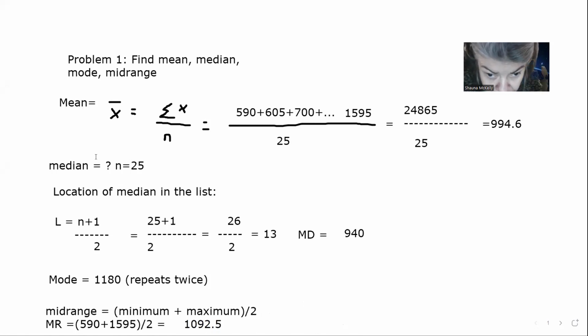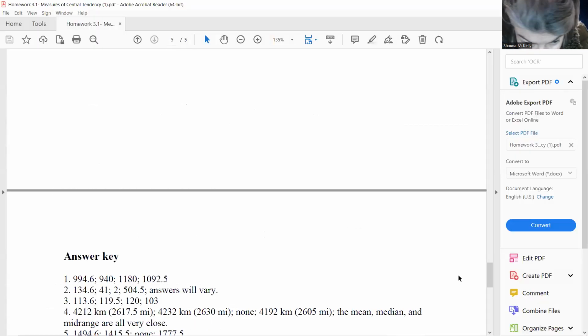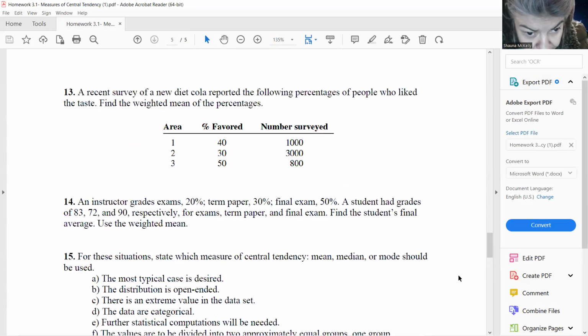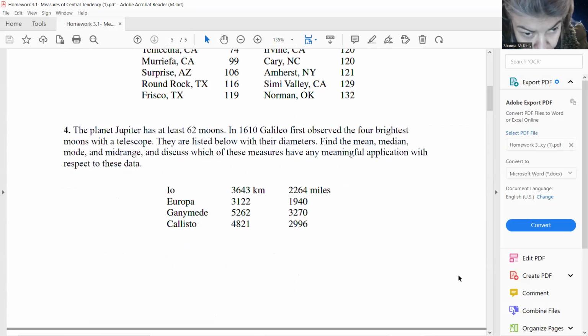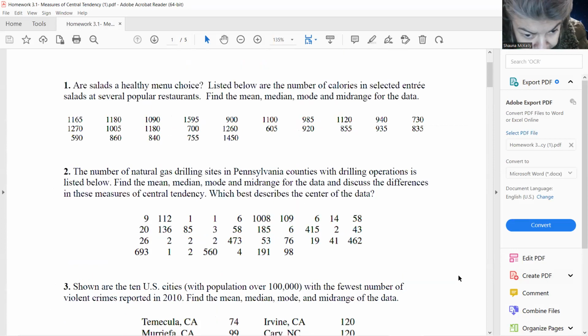All right, so here, this is the work that we show for our problem 1. Now, a lot of these problems are similar in the homework. So if we go back and look at the homework, okay, I did problem 1 with you here, if you were following along, okay? So problem 1 should be done now.